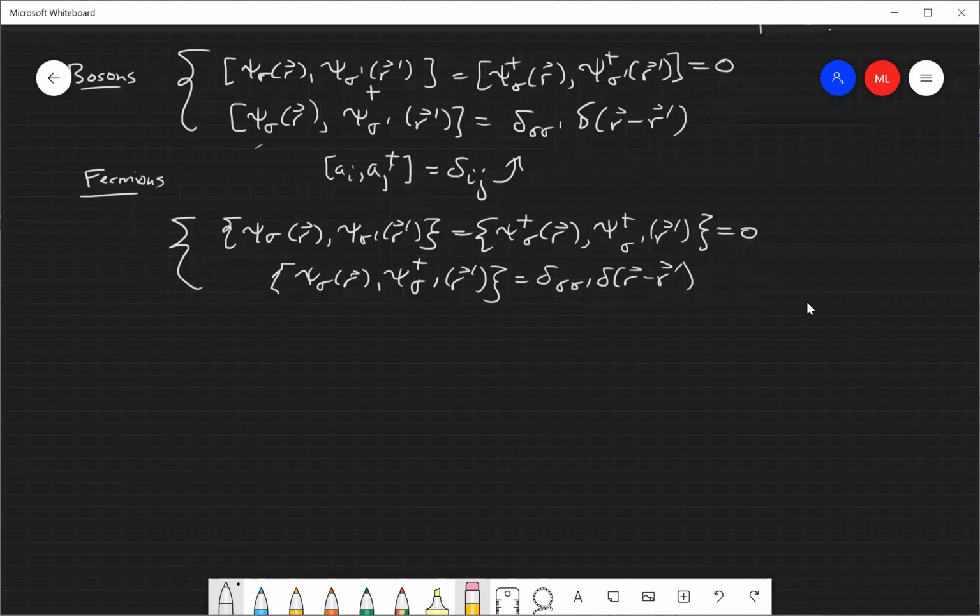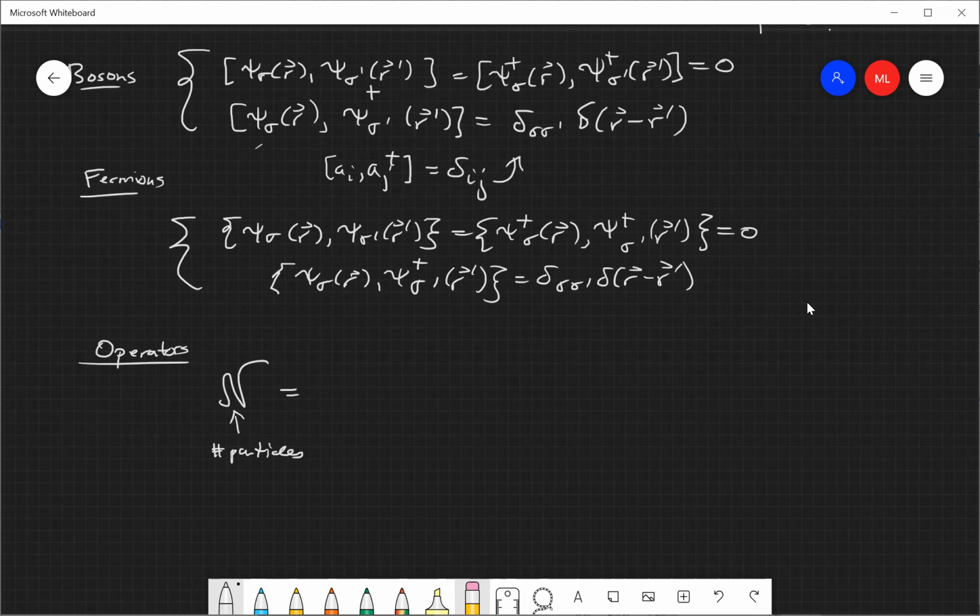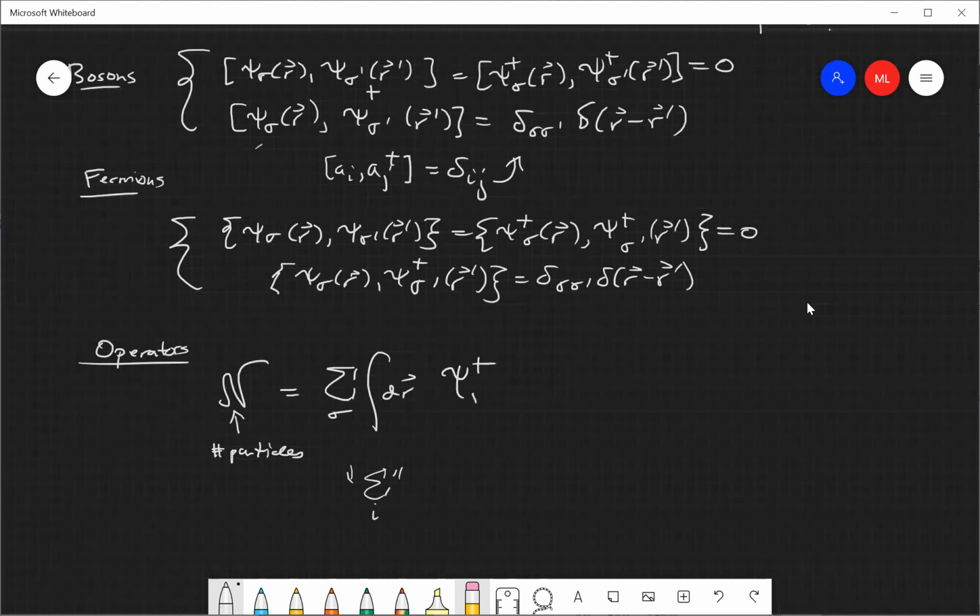So now you have operators. What are the operators? Well, you can have the total number of particles. Same as before, you sum over all the states. In this case, you sum over all the spin states and you integrate over all the coordinates. That's the equivalent of summing over i. And you take the creation operator and the annihilation operator. This is the moral equivalent of a_i dagger a_i, the number operator for state i.